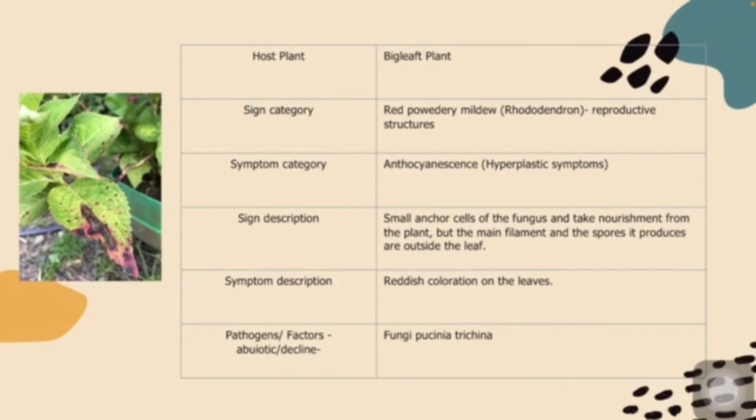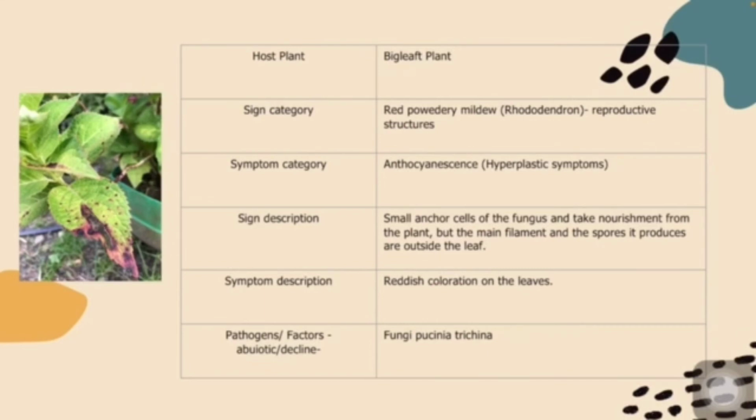My first plant is big leaf plant. The sign category is red powdery mildew, signs from reproductive structures. The symptoms category is anthocyanins. The symptoms are from hyperplastic symptoms.